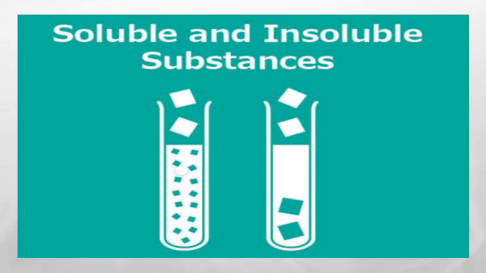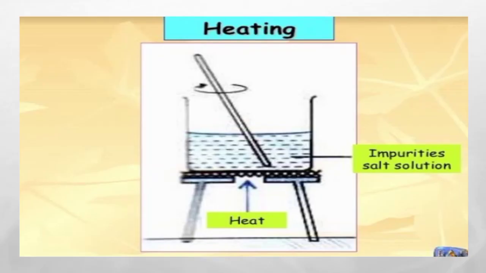Now there are many ways in which we can separate substances from a solution. Soluble substances can be separated by heating the solution. For example, salt can be separated from the salt solution by heating it. Water evaporates on heating and the salt particles are left behind.